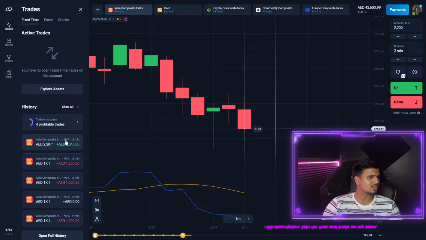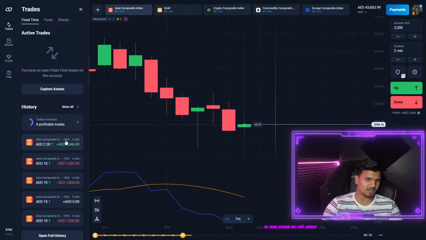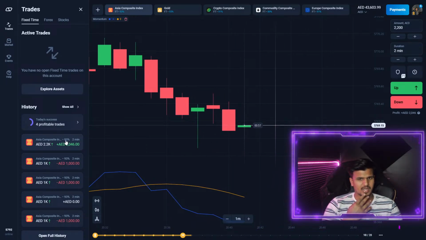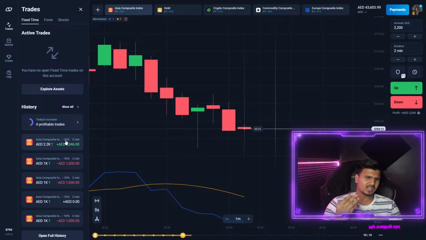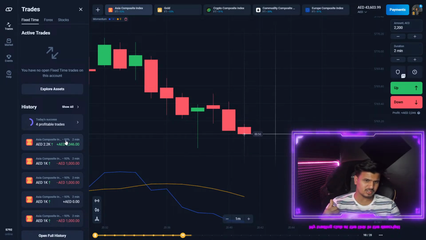Only this thing matters, and we have to stop after making a profitable amount, because when we keep making more trades just for more money, then we increase the chances of getting losses many times.